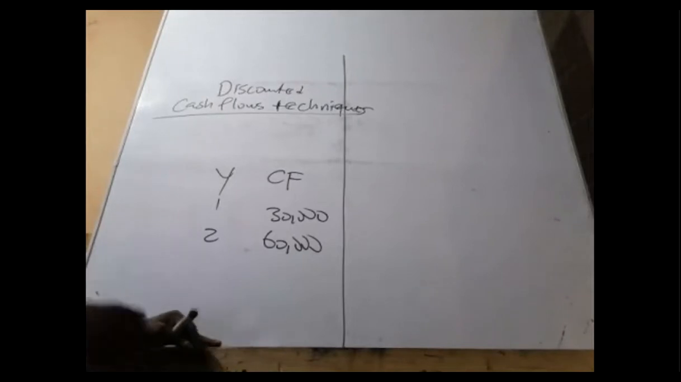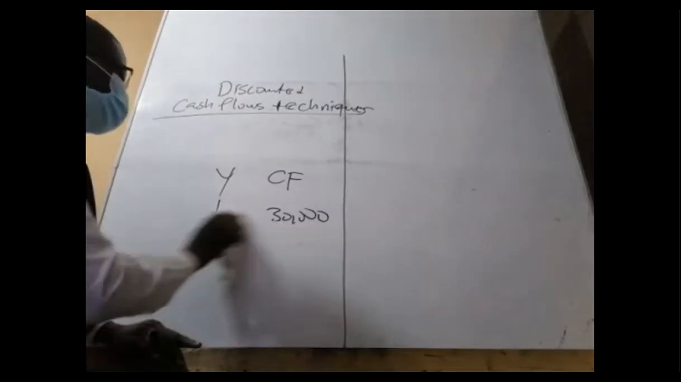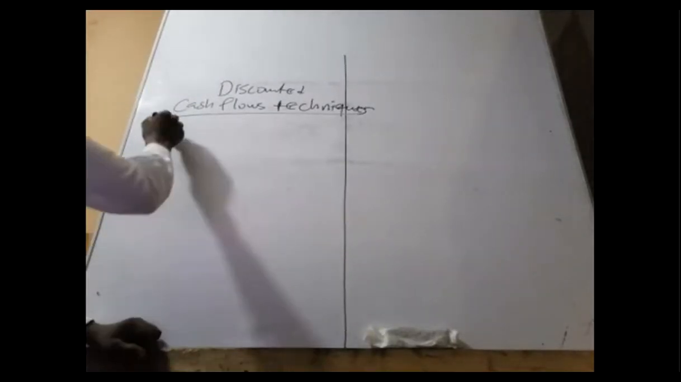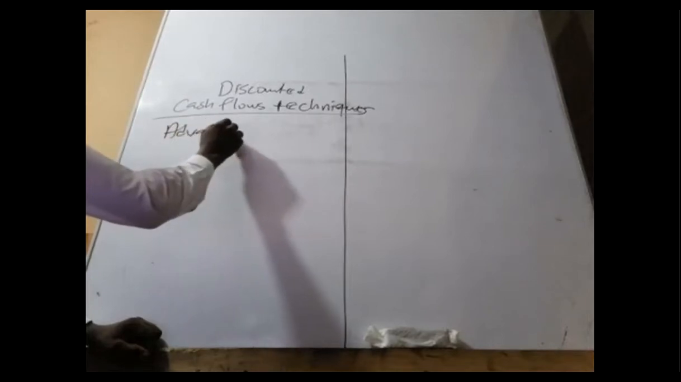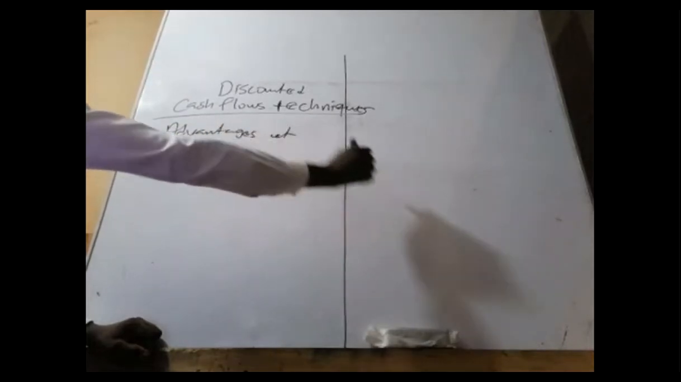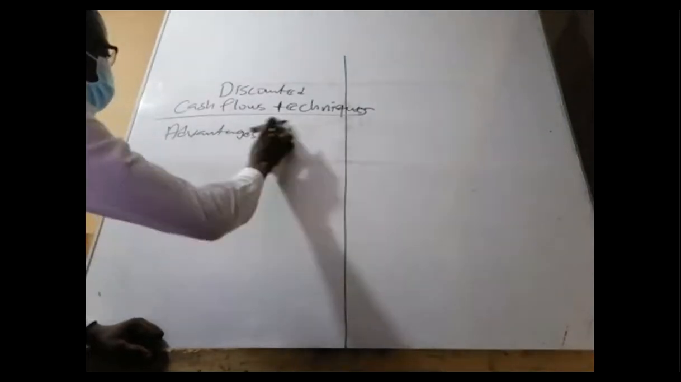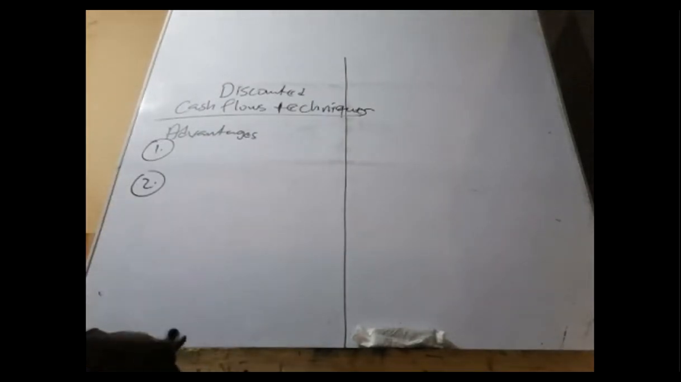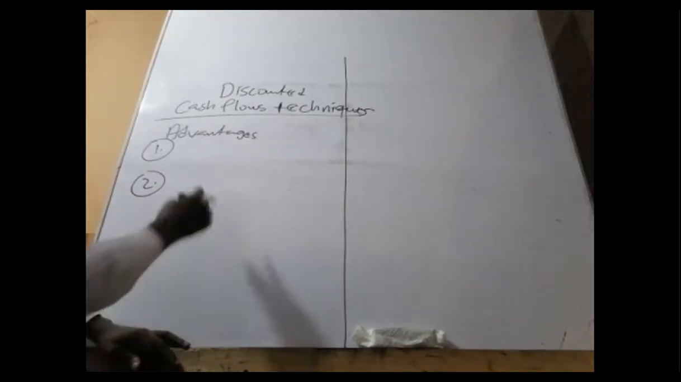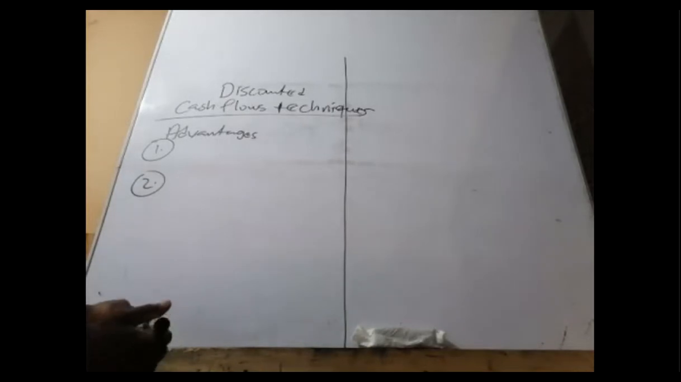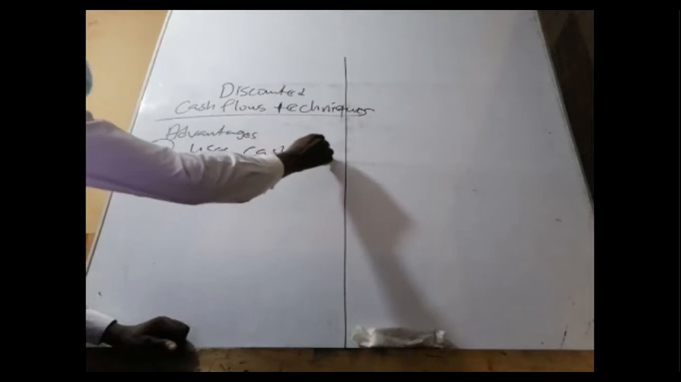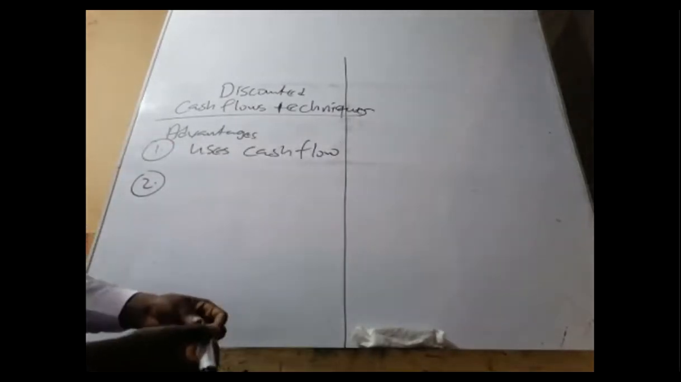Okay, so now let's look at some good news about the discounted cash flow techniques. Advantages of discounted cash flow techniques. Advantage number one, tell the examiner that it uses cash flow instead of profit. So it is based on cash flow, and not on profit.